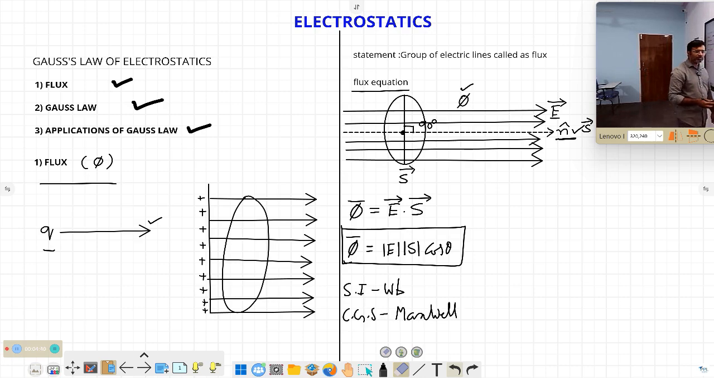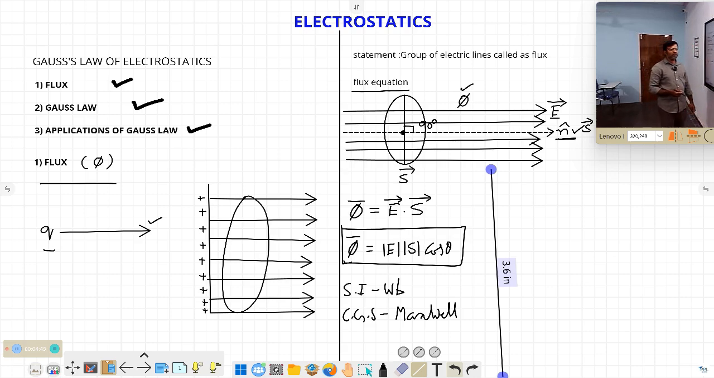Maxwell is the unit of this one. Mostly, which one are we using? Weber only; we are not using the Maxwell unit. Most of the time we are going to use Webers only. This is one of the concepts we discussed, right?